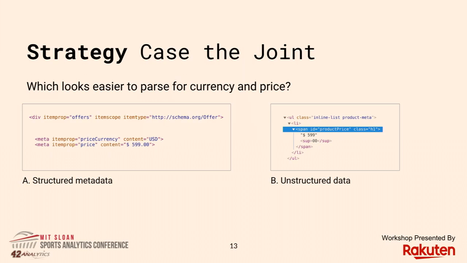My other option is on the other side, I can just kind of wing it, and now I've got to look for an ID of product price with a class of H1, which doesn't really make any sense because in HTML, H1 is only supposed to appear once. And I've got kind of like a string with a $, and then I've got the cents up in a sup tag. It's not great.